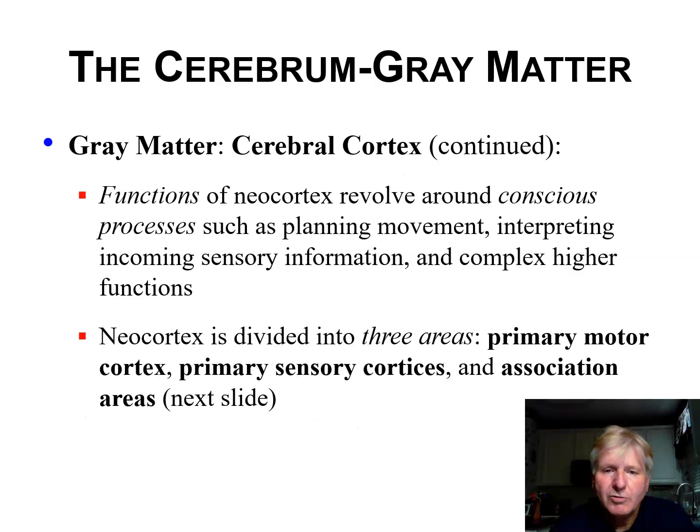So for your cerebral gray matter, the functions of these neocortical neurons revolve around conscious processes like planning movements, interpreting incoming sensory information, which is what we refer to as perception, and some of your complex higher mental activities like abstract thought and logic. Neocortex is also divided into 3 areas: a primary motor cortex, primary sensory cortex, and then the association areas.